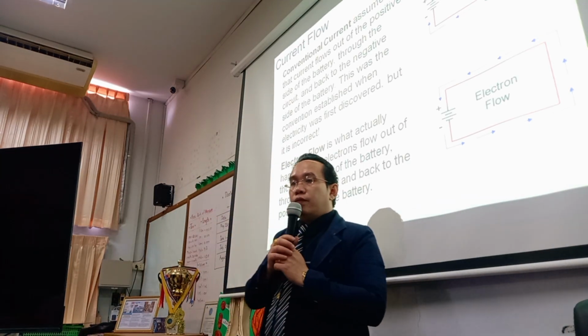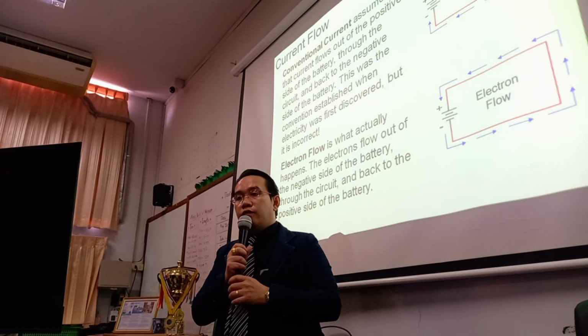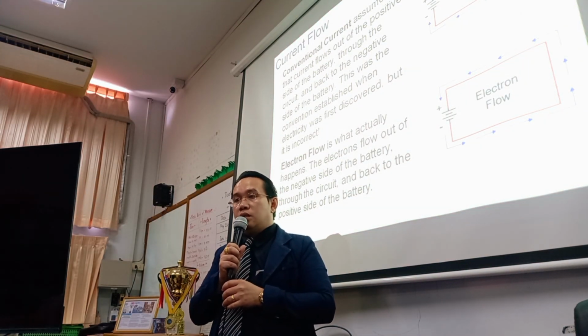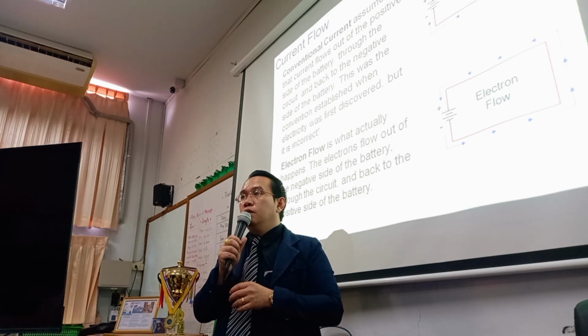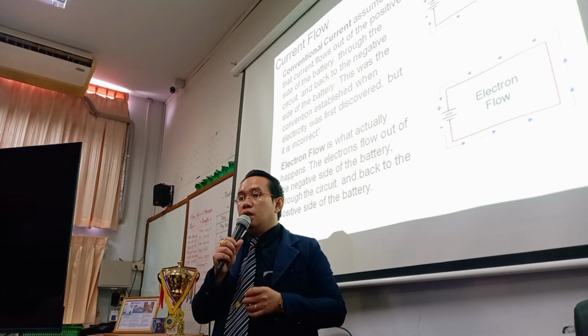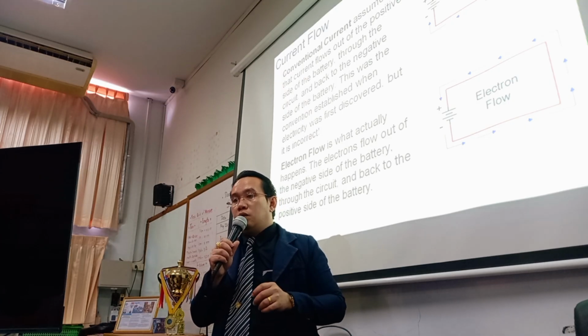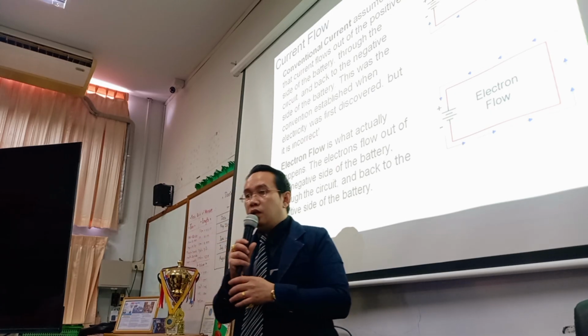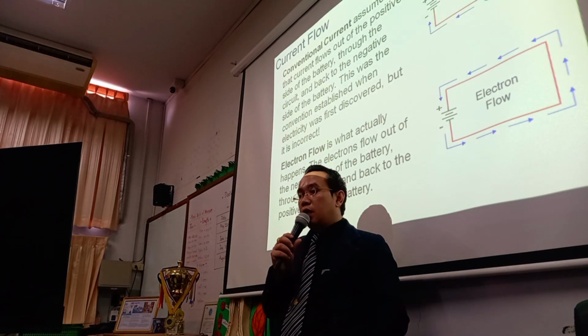So, between the current flows, conventional current assumes the current flows out of the positive side of the battery through the circuit and back to the negative side of the battery. So this was the conventional current. While electron flow is what actually happens, when the electrons flow out of the negative side of the battery through the circuit.